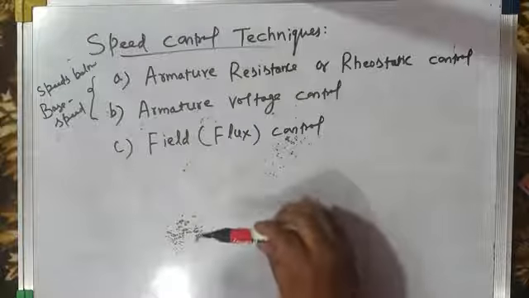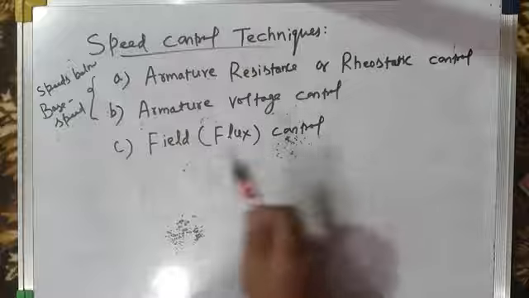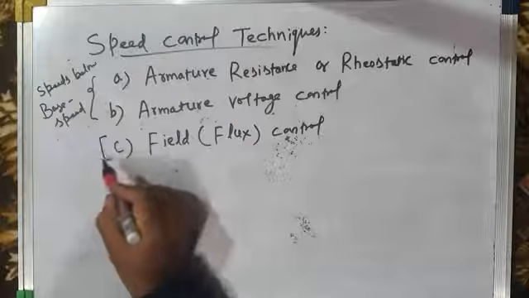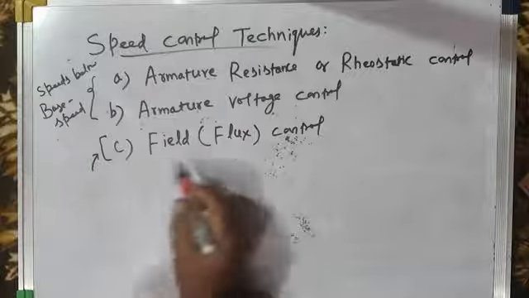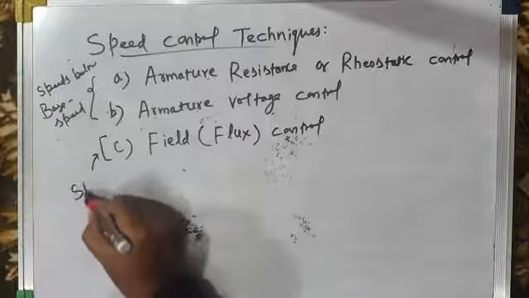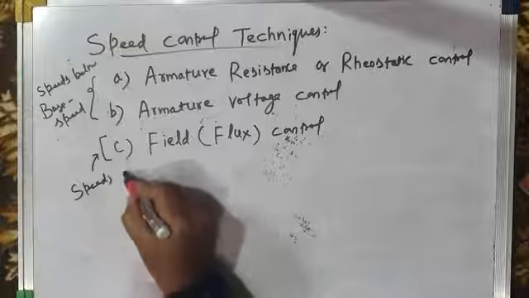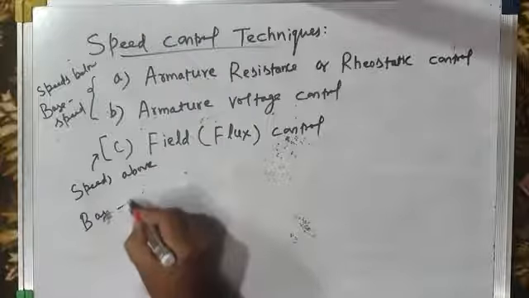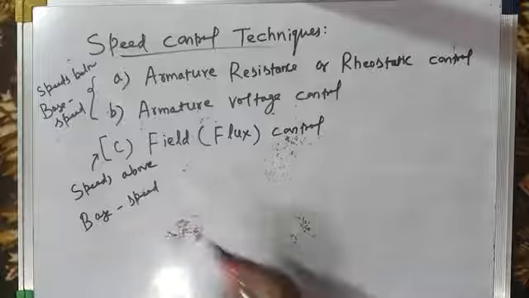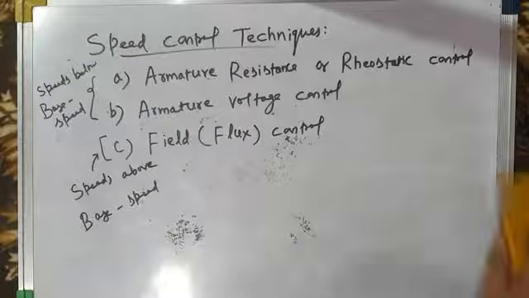However, in some applications, you may require speed above base speed. If you require speeds above base speed, then in that case, this field or flux control method is used. So this flux control method gives speeds above base speed. Okay, so let us take these methods briefly one by one and study them and see how speed control is achieved.